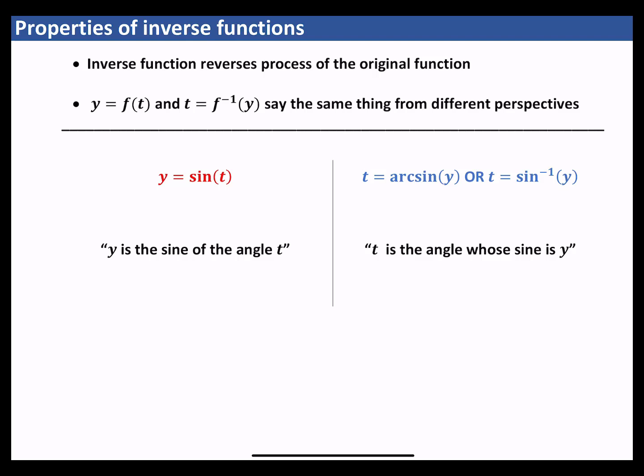We know that y equals sine of t means y is the sine of the angle t, and if we change perspective and write the equivalent statements, t equals the arcsine of y, or t equals the inverse sine of y, these mean that t is the angle whose sine is y.